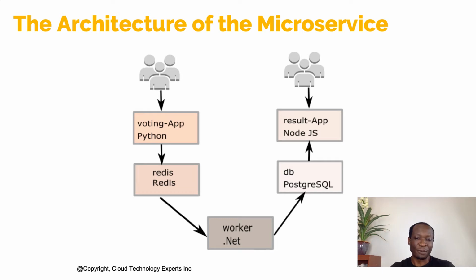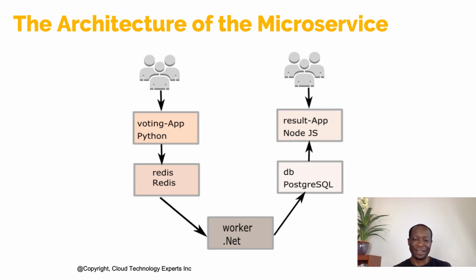When users vote, the votes are buffered through the Redis, and then a worker microservice checks for the vote, retrieves the vote, and then stores them in a PostgreSQL database for the result microservice to retrieve and display. This demonstrates one attribute of a microservice, which is called polyglot, the ability of a microservice to be written in different languages, but all of them coordinating to perform the function that the application is intended for.